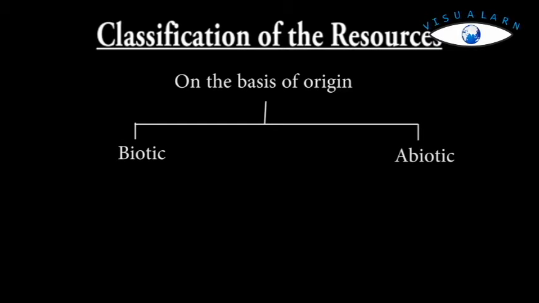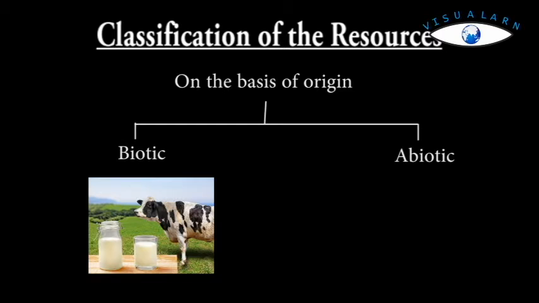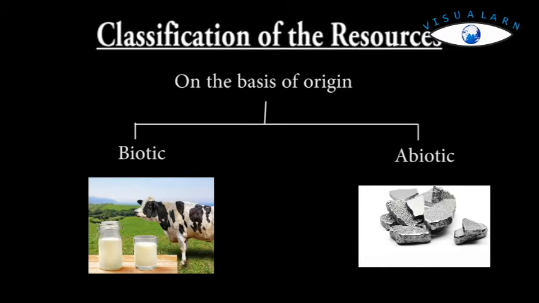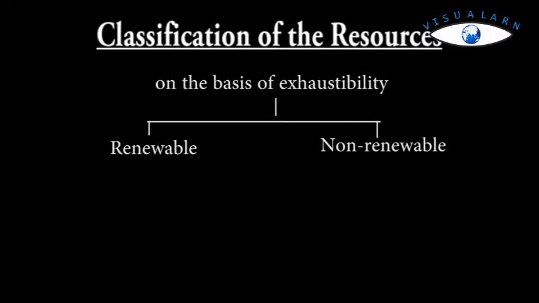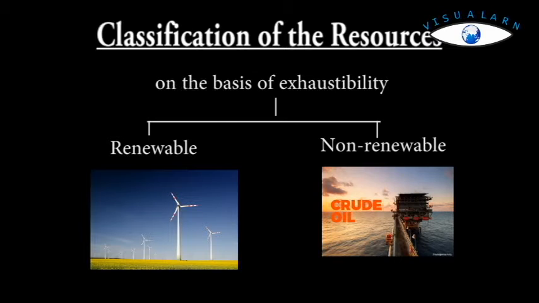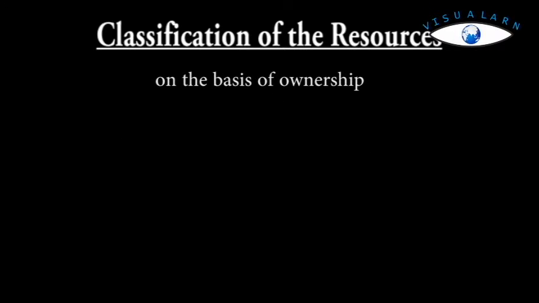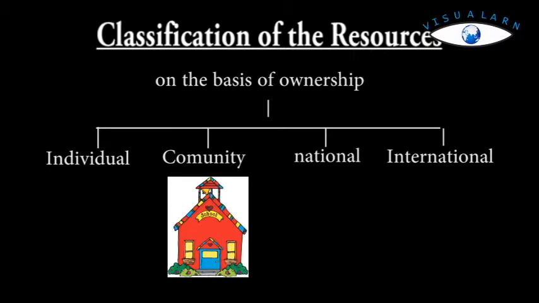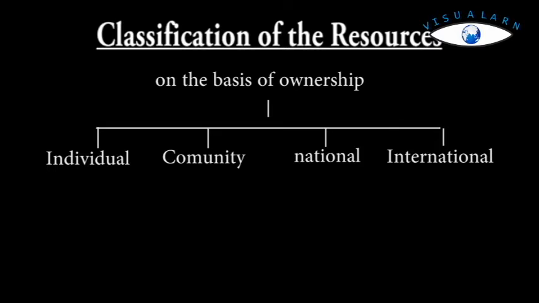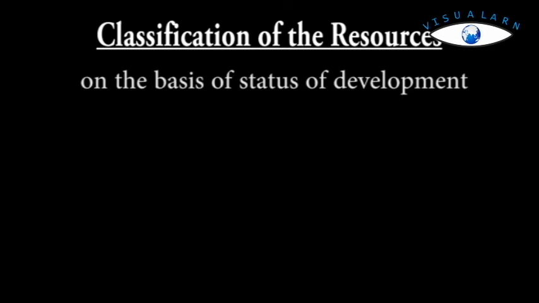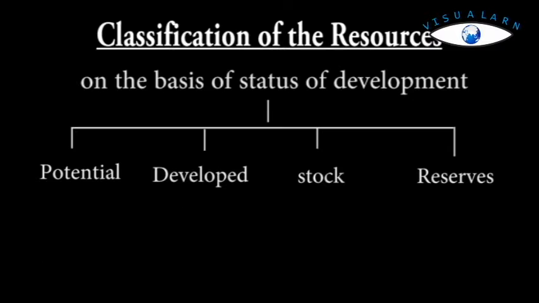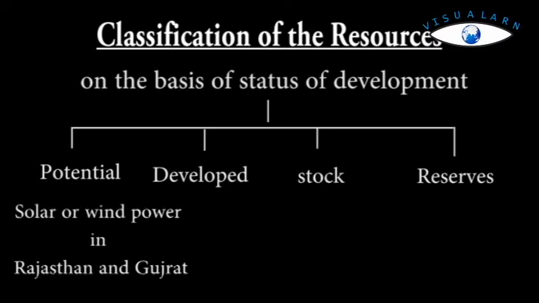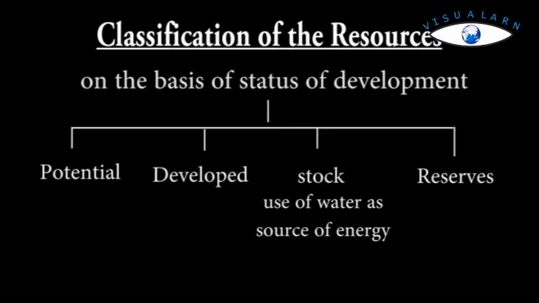Resources can be categorized from various aspects: on the basis of origin, biotic and abiotic; on the basis of exhaustibility, renewable and non-renewable; on the basis of ownership, individual, community, national and international; on the basis of status of development, potential, developed, stock and reserves.